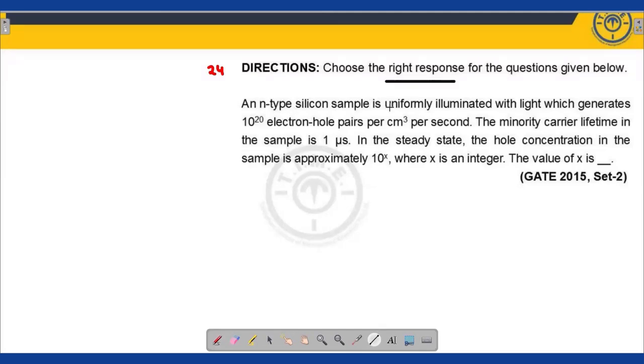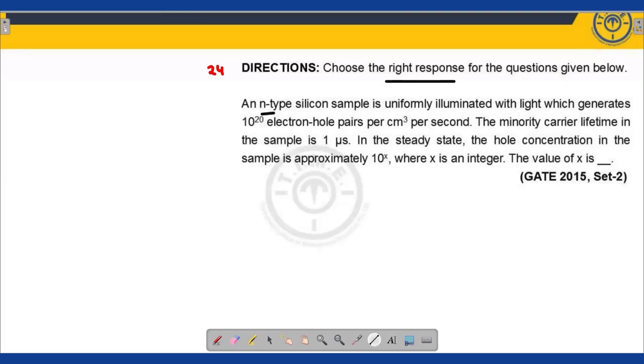An n-type silicon sample. My dear friends, when you are solving any particular question, you need to have more idea in terms of first analyzing the question, and then you have to get the answer. Analyzing the question is pretty, pretty important.